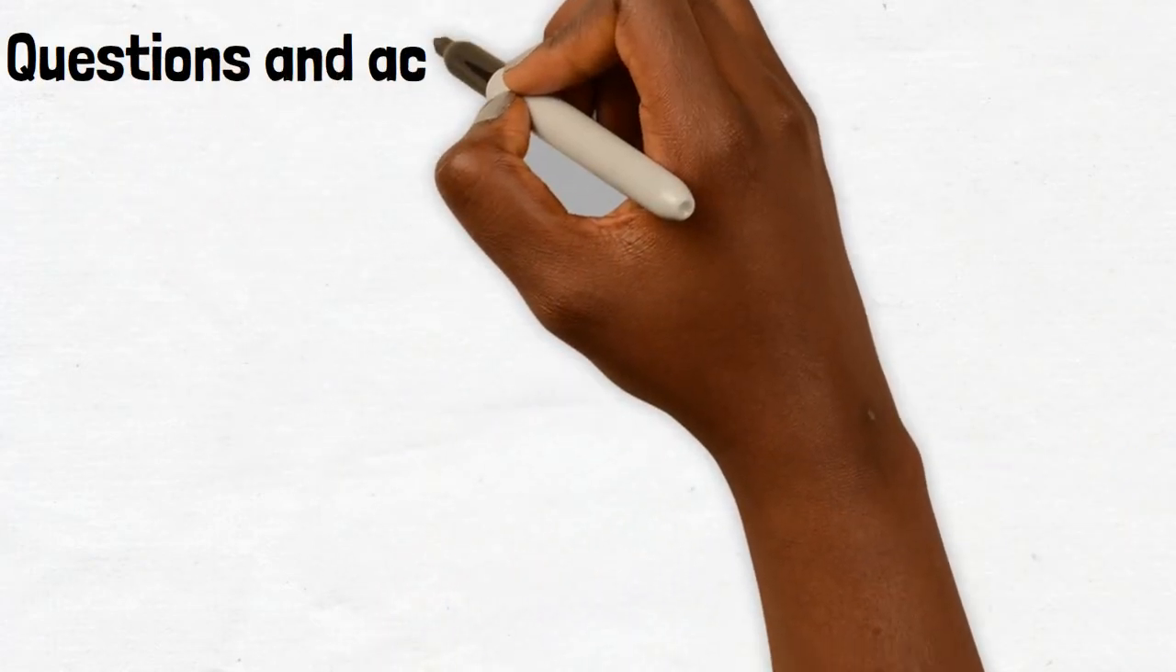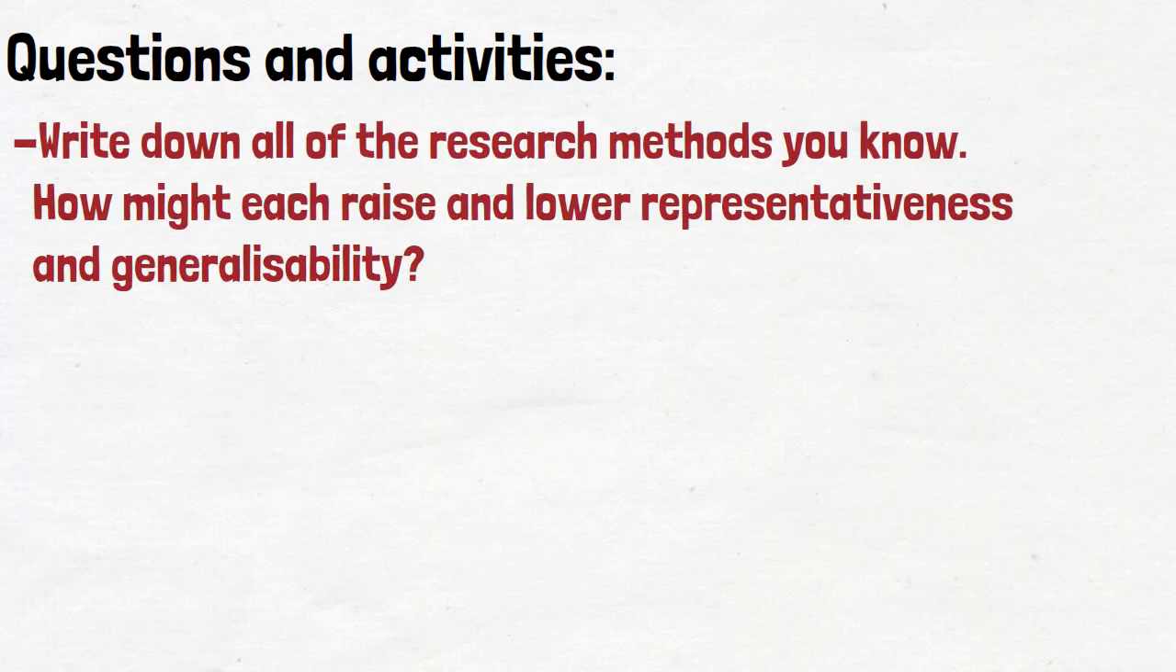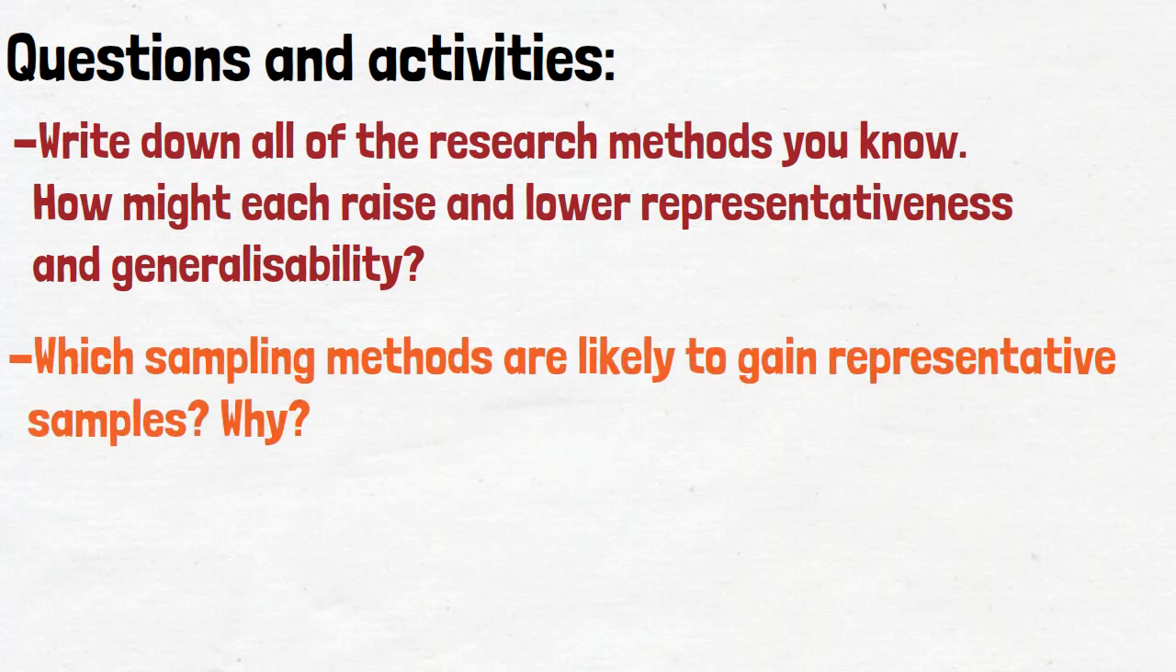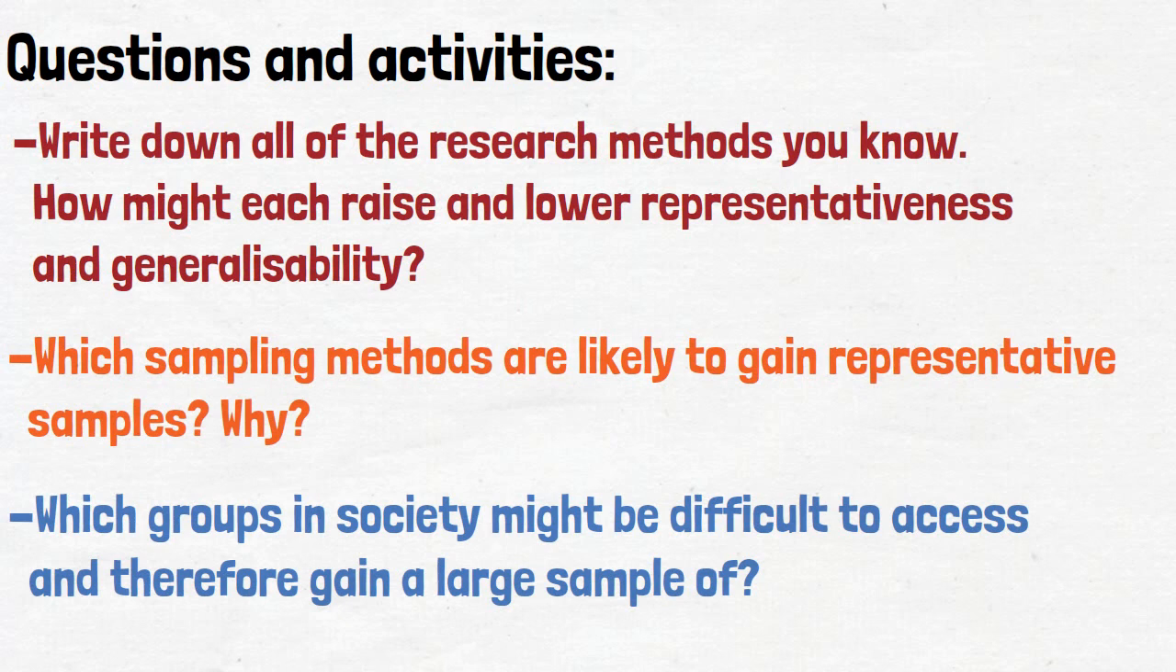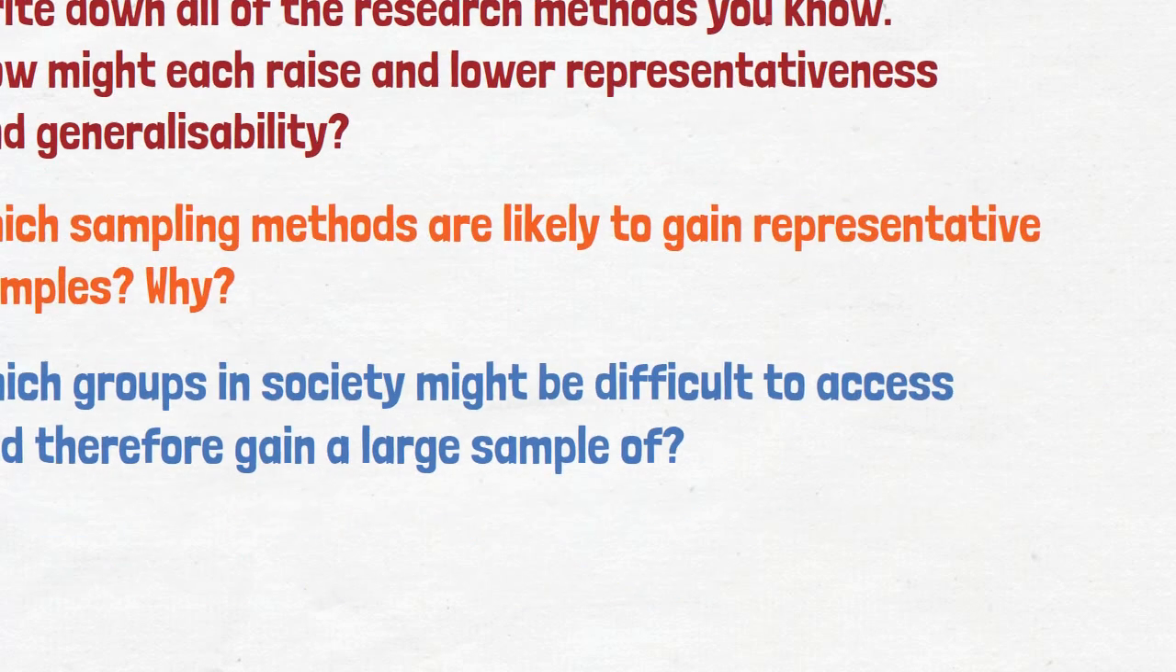Now you've watched this video, you might also want to see if you can answer these questions next time you're revising. Start by writing down all of the research methods that you know. How might each raise and lower representativeness and generalisability? Which sampling methods are likely to gain representative samples? Why? And which groups in society might be difficult to access and therefore gain a large sample of? For instance, I used couples in failing marriages in this video. Which others can you think of?